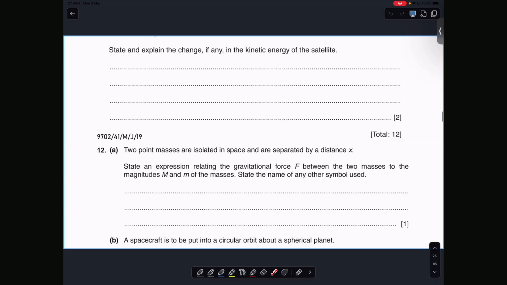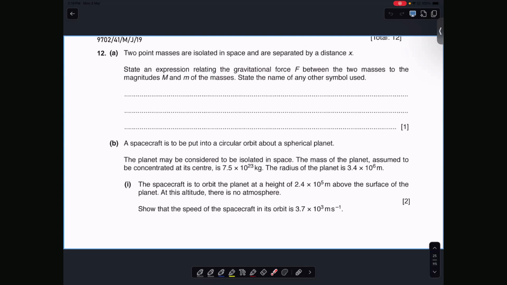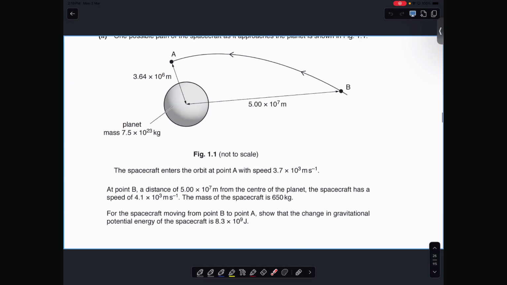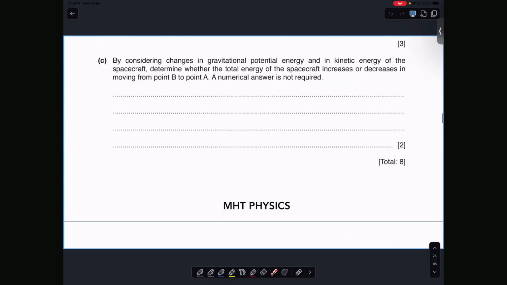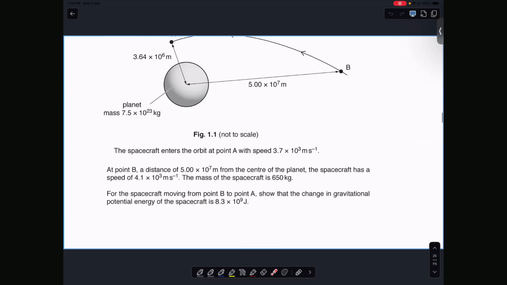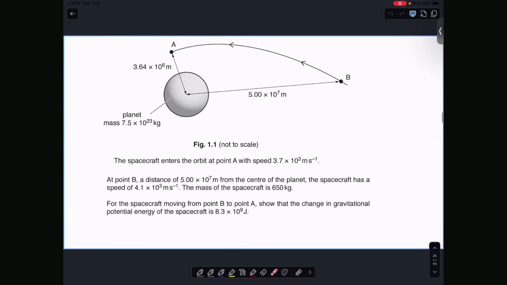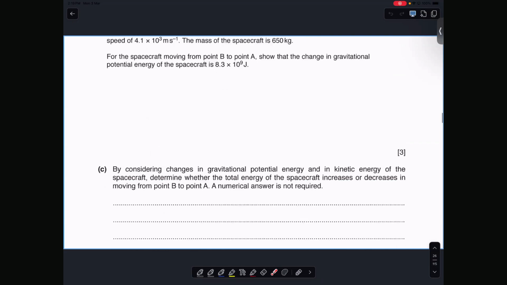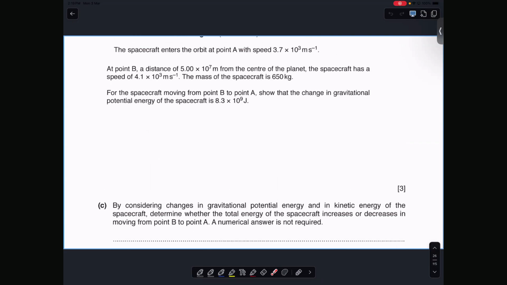Number 12. Which part? B. Do you try the question? I don't think so because this is easier than Bashti Kursa. Keep problem face Kursa. Oh, what was the problem? What problem did you face?